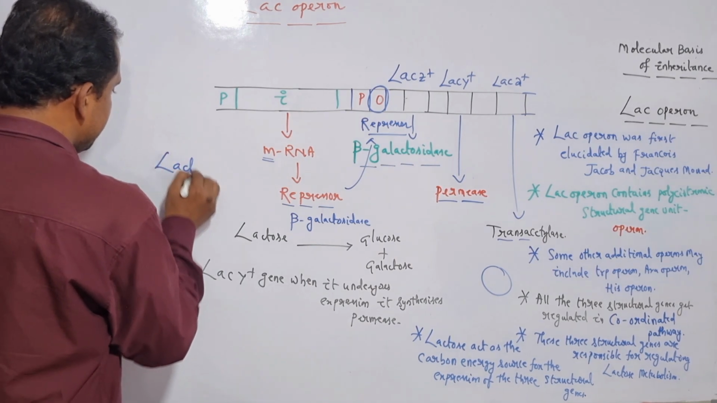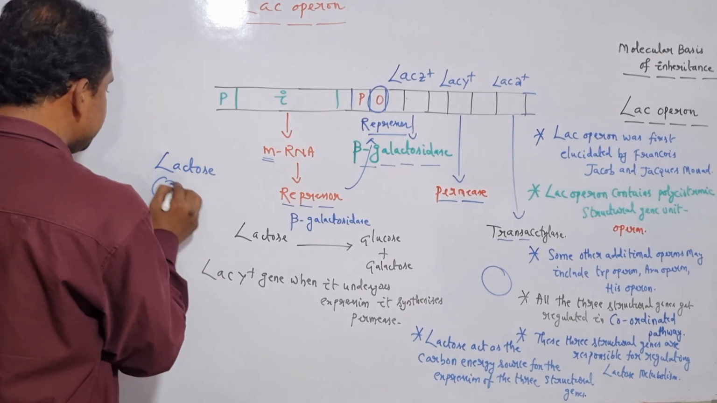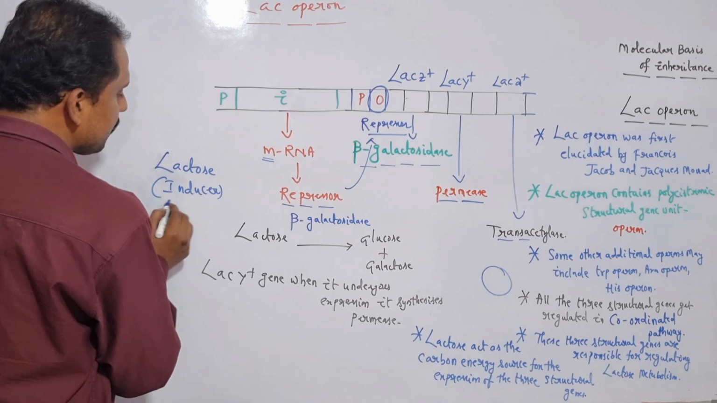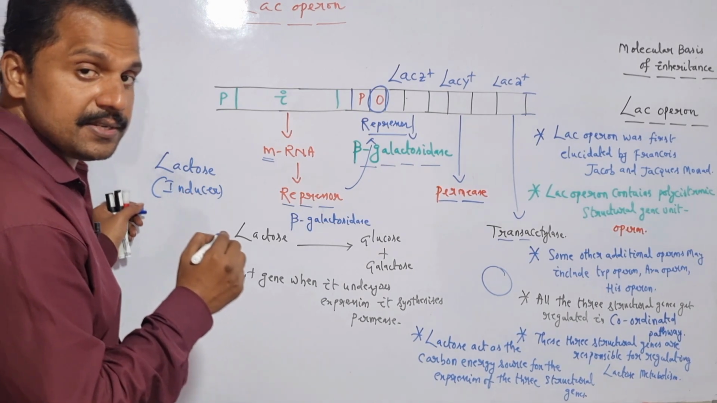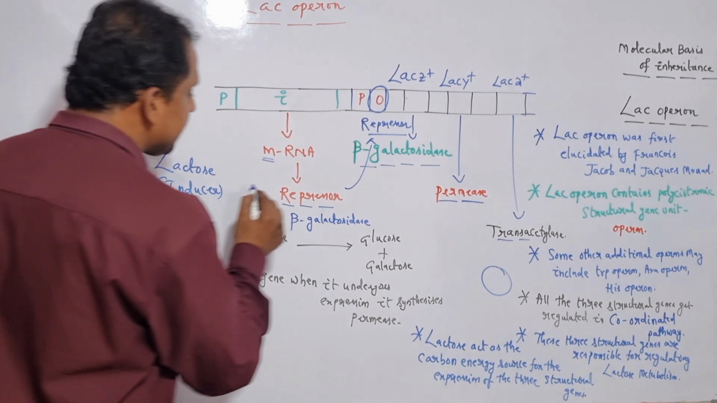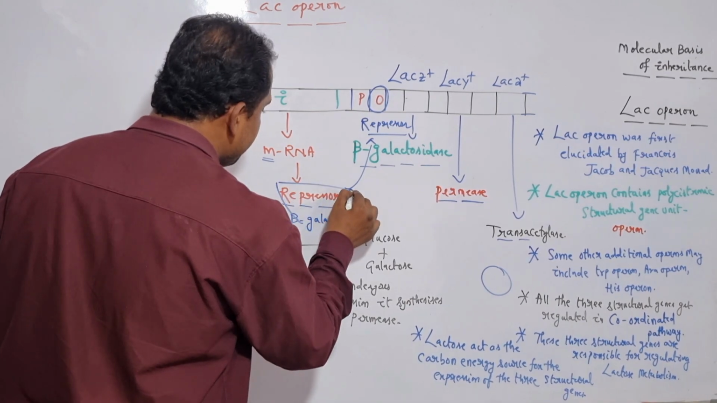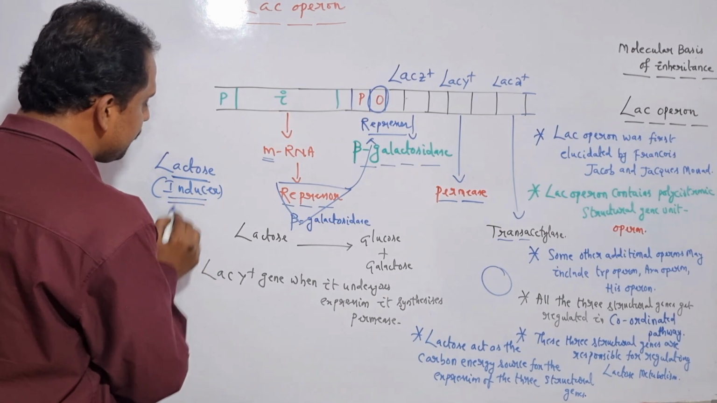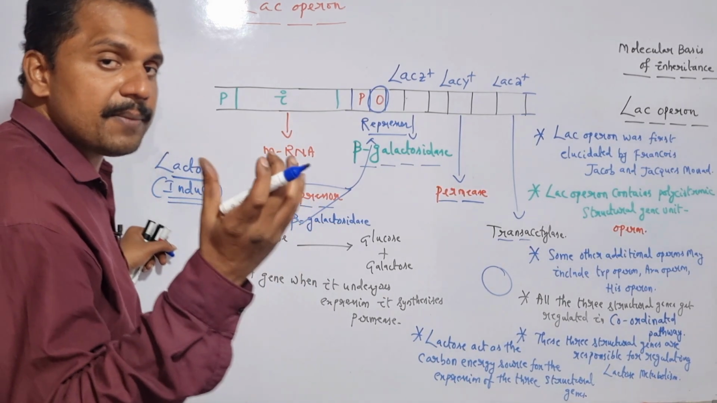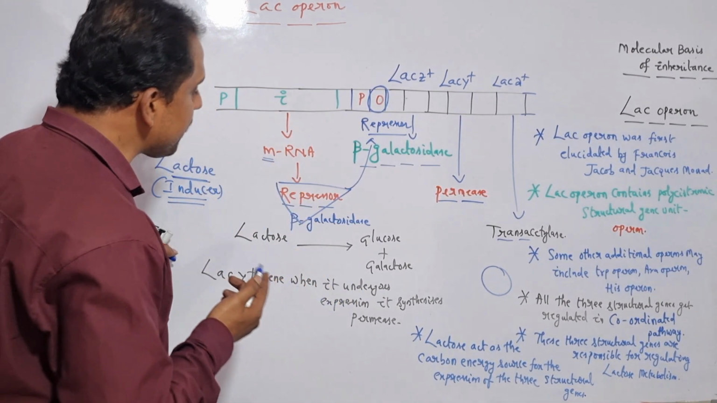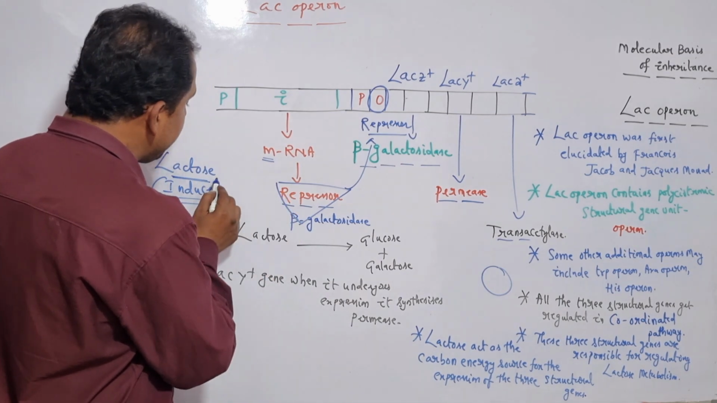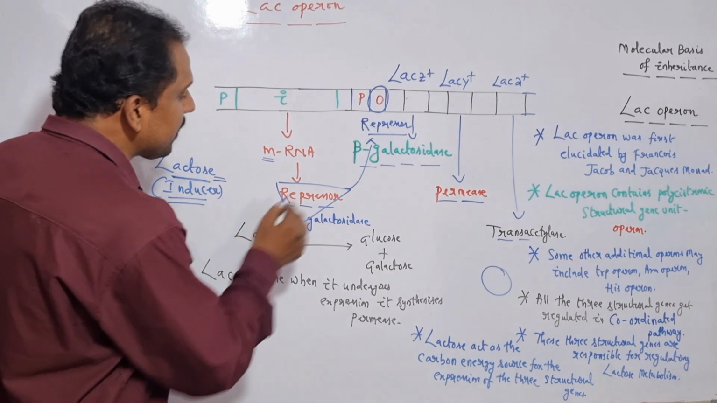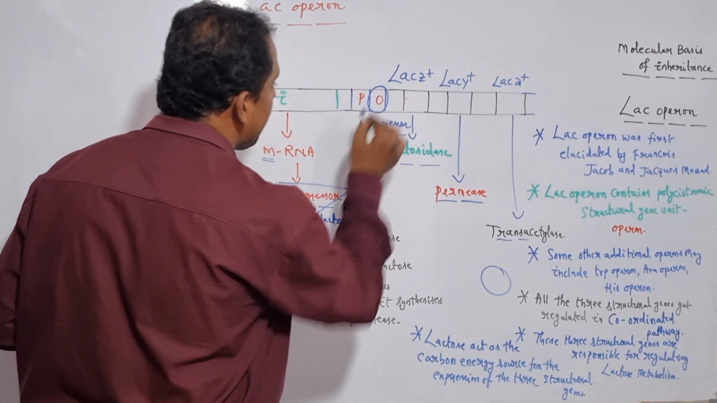Lactose, right? So here the lactose is nothing but what? Inducer. Once the lactose, which is an inducer, comes into the picture, it is capable of holding up the repressor. Once the repressor is bound by lactose, which is acting as the inducer, the repressor is unable to bind to the operator.